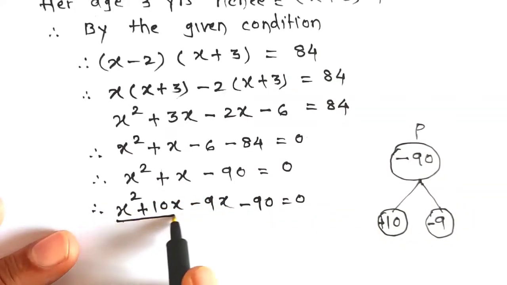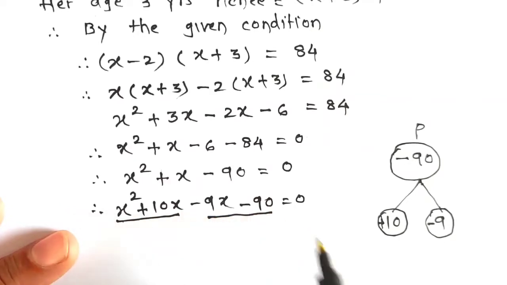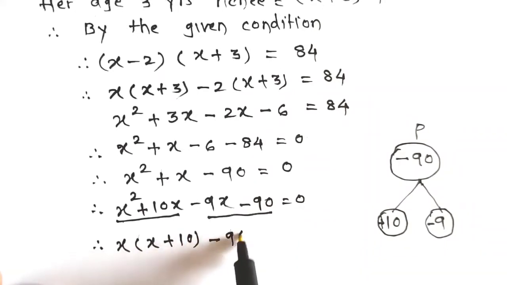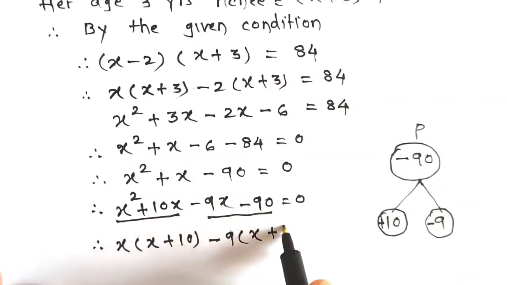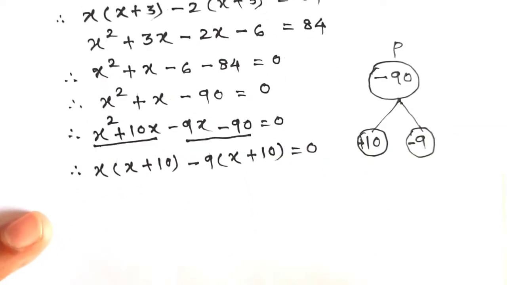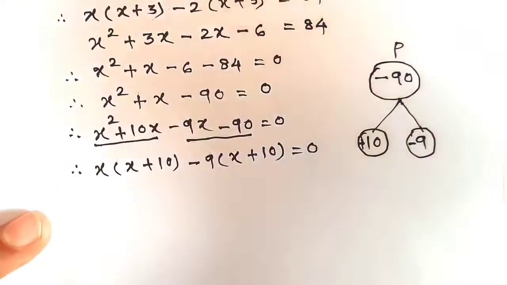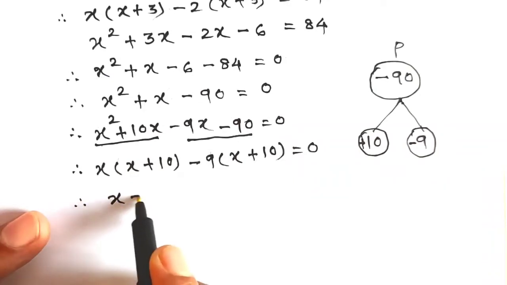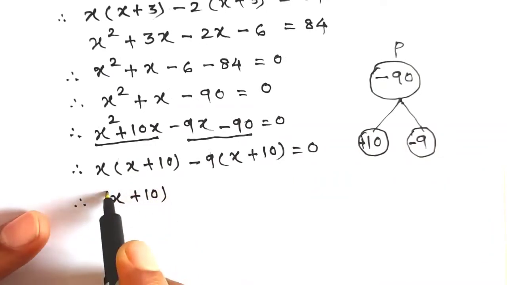Now make the group of first and second term, third and fourth term, make the pairs, find the common factor. So here x is the common, into bracket x plus 10; minus 9 is common, x plus, because minus times plus becomes minus, 10 nines are 90. So one of the common factors from these two is x plus 10. So x plus 10 is one of the common factors.